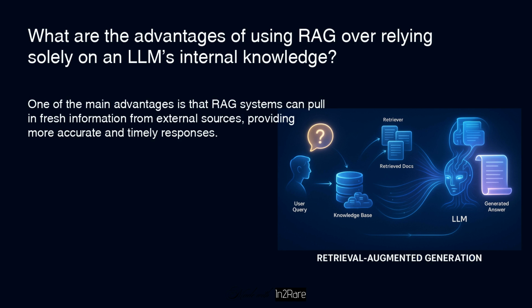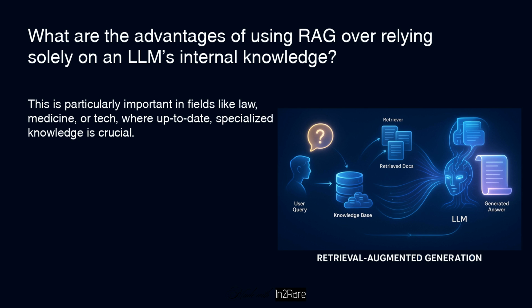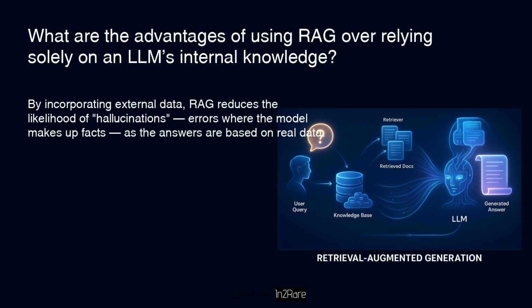and timely responses. This is particularly important in fields like law, medicine, or tech, where up-to-date, specialized knowledge is crucial. By incorporating external data, RAG reduces the likelihood of hallucinations, errors where the model makes up facts, as the answers are based on real data.